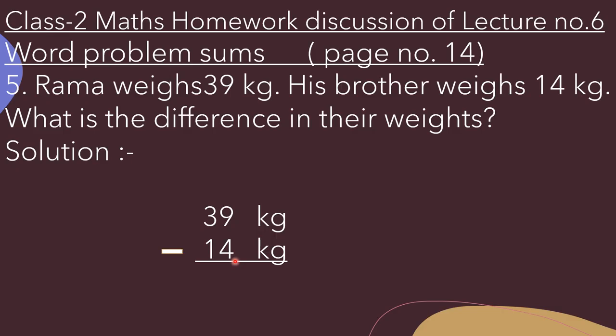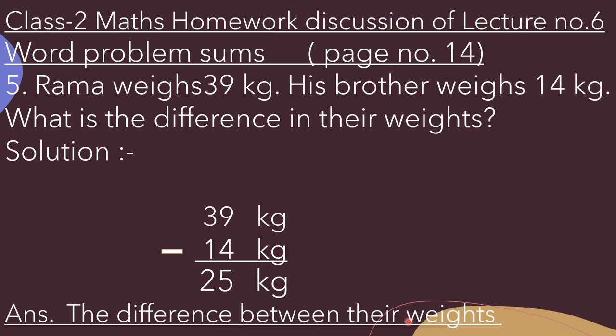backward counting. Let's start. 8, 7, 6, 5. So here we will write 5. And 3 minus 1, we will get the previous number of 3, and that is 2. Okay, and here we will write unit, that is kilograms. Okay, so now we have to write its answer, that is the difference between their weights is 25 kilograms.